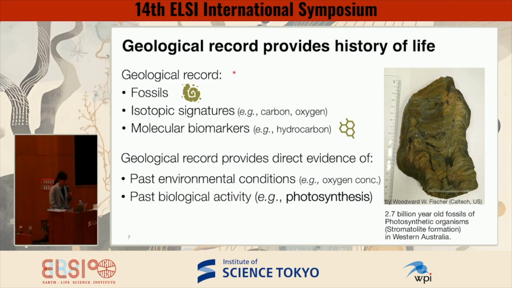The geological record is a natural archive that preserves information about Earth's history of life over a past period of time. Examples of geological records are fossils, isotopic signatures, and molecular biomarkers like lipids from cells. Here is a beautiful 2.7 billion-year-old fossil of photosynthetic organisms. Fossils like these provide past environmental conditions, such as atmospheric conditions including oxygen, and also past biological activity.